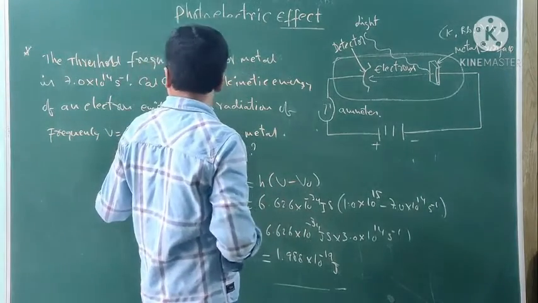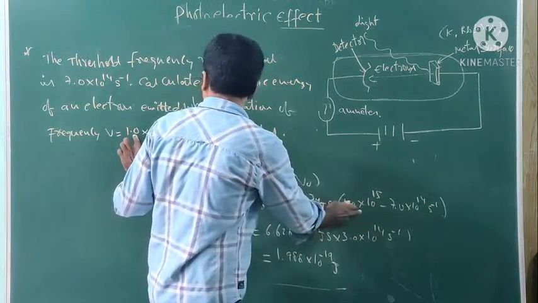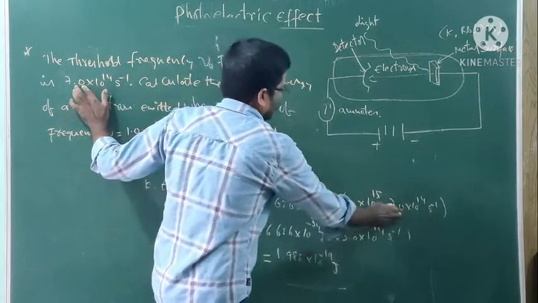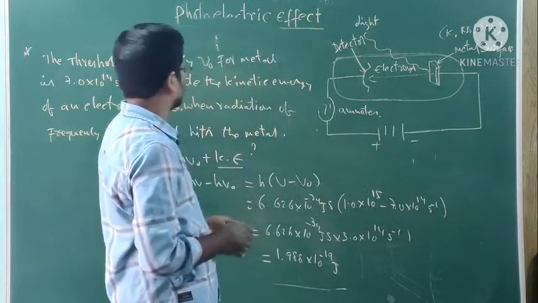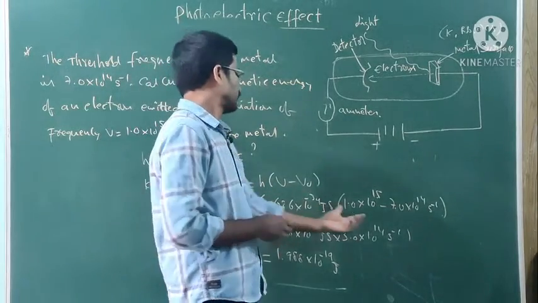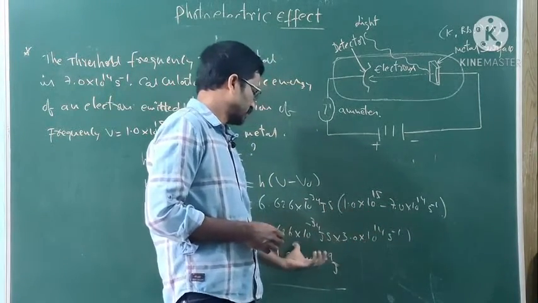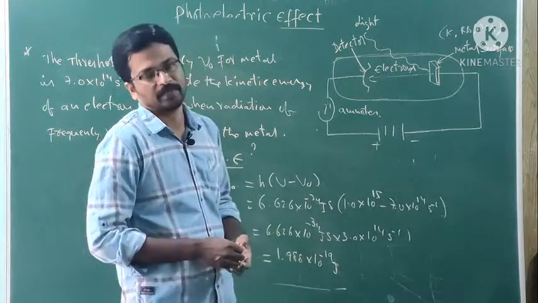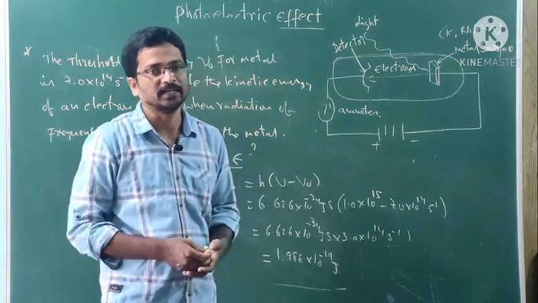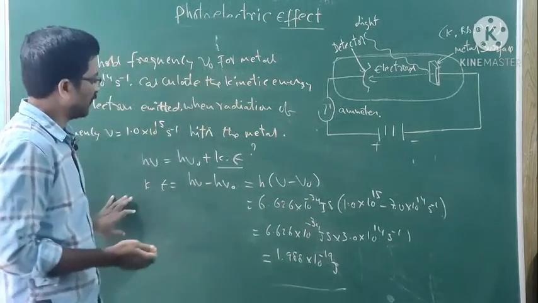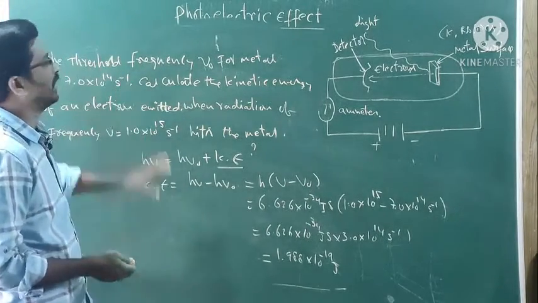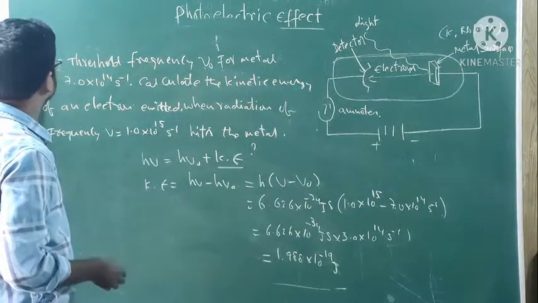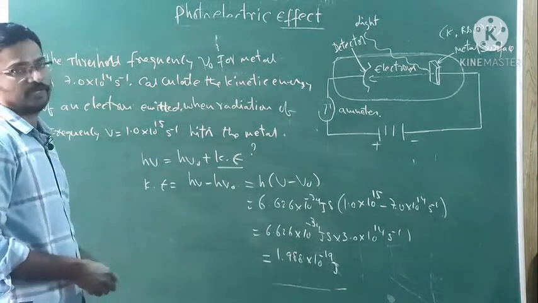They have given nu and nu naught values, nu naught being 7.0 into 10 to the power of 14. Subtract these two, and multiply by h, and you get 1.988 into 10 to the power of minus 19. In this way, you can calculate the kinetic energy of the electron from the given data. Okay, so you can understand the photoelectric effect this way.